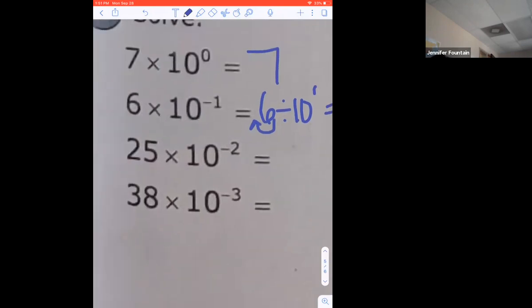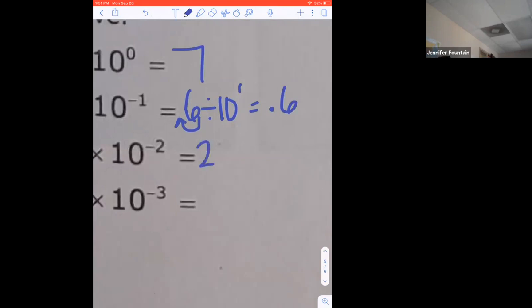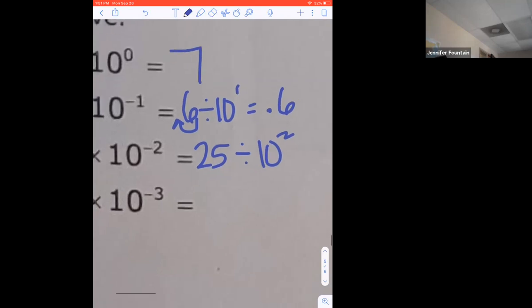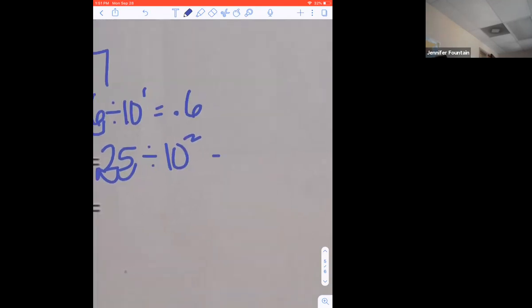The next one is 25 times 10 to the negative second power. That is the same as 25 divided by 10 to the second power. I've changed from division to multiplication, from multiplication to division. Therefore, my exponent goes from negative to positive. So now if I'm dividing by 10 to the second power, my decimal moves 2 places to the left. So I end up with decimal 25.